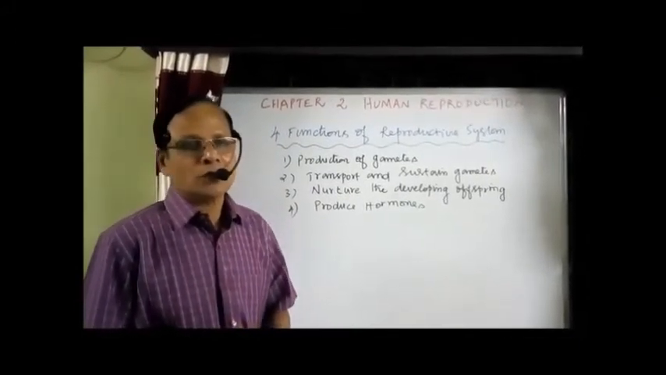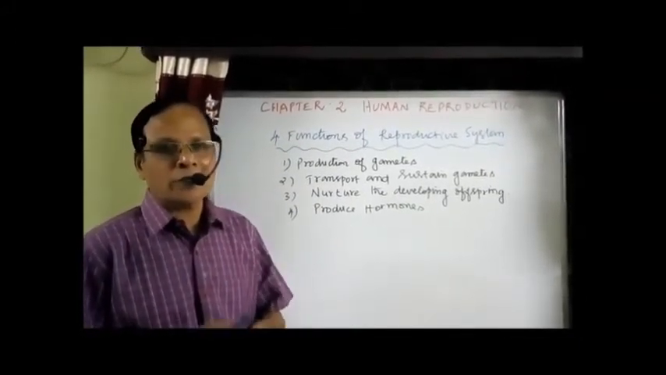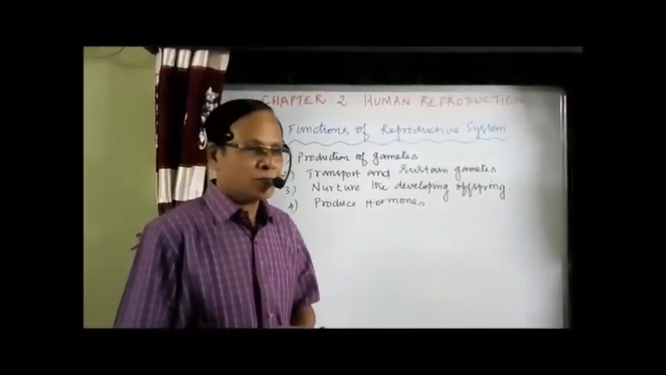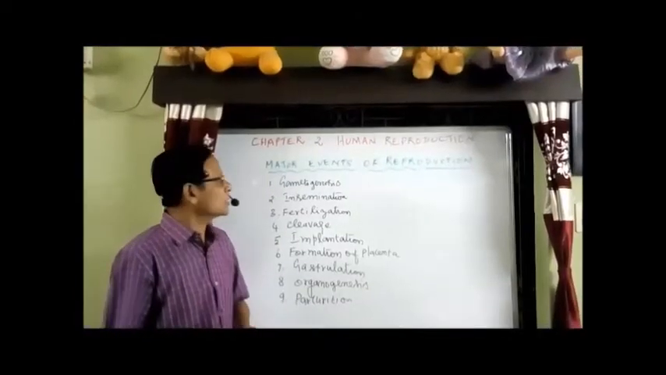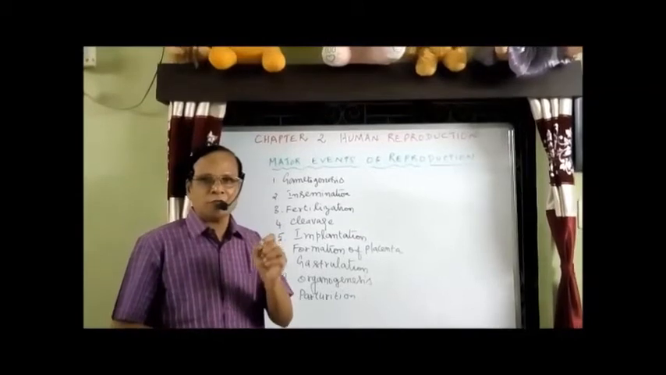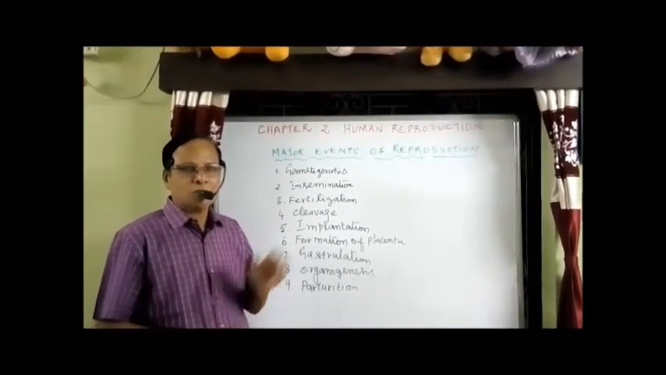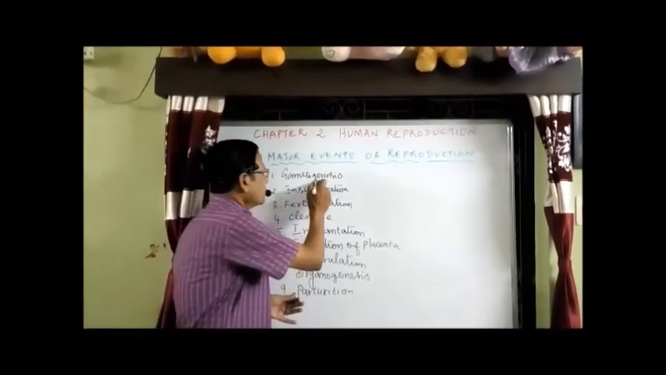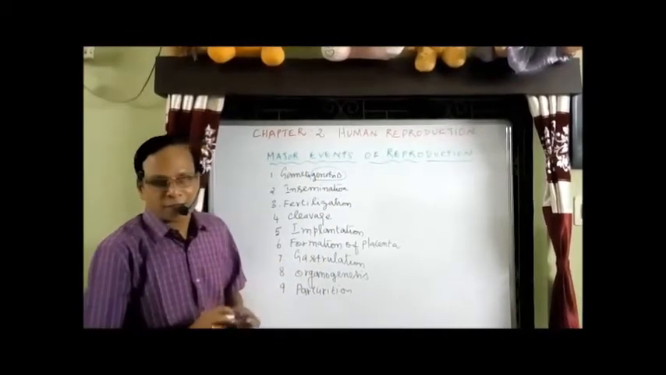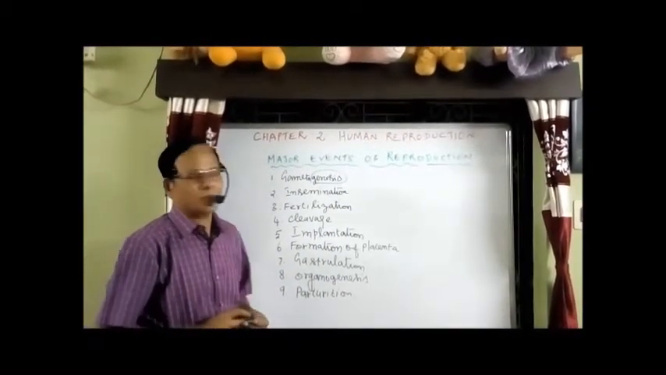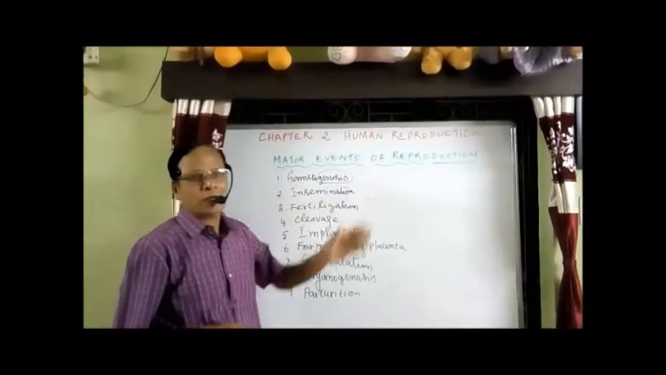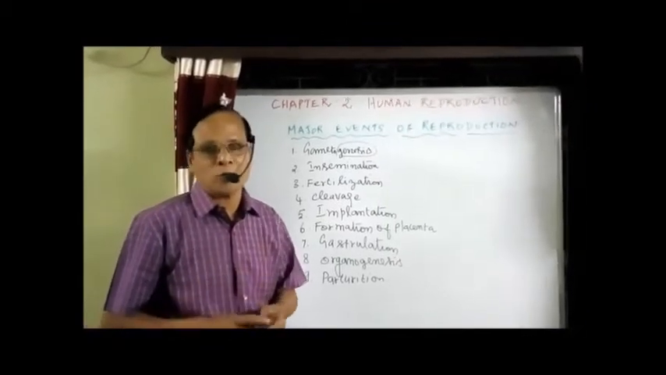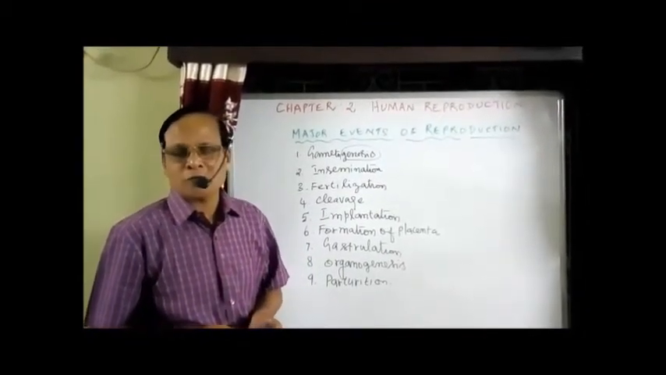Now let's pass on to the major steps involved in reproduction. We have different steps involved in reproduction. We'll see one by one. Now what are the major events of reproduction, that is reproductive events. The first step during reproduction is gametogenesis. The word genesis refers to formation, development. It is nothing but the formation of gametes, namely the male gametes, the sperm, and the female gametes, namely the ova. So both are being produced by means of two events.